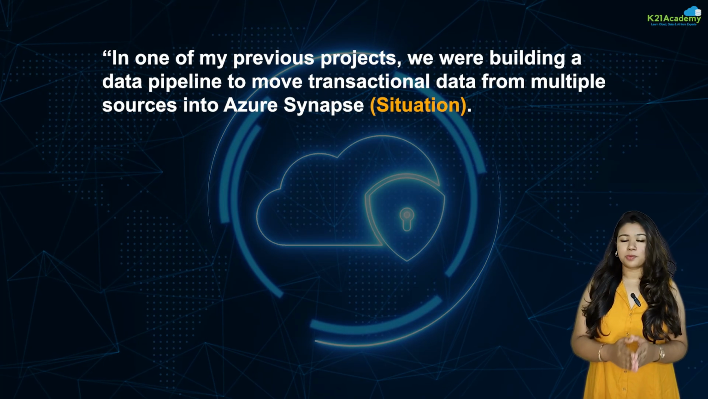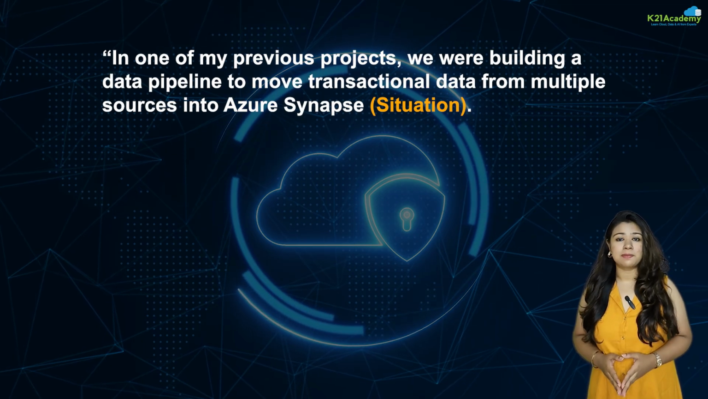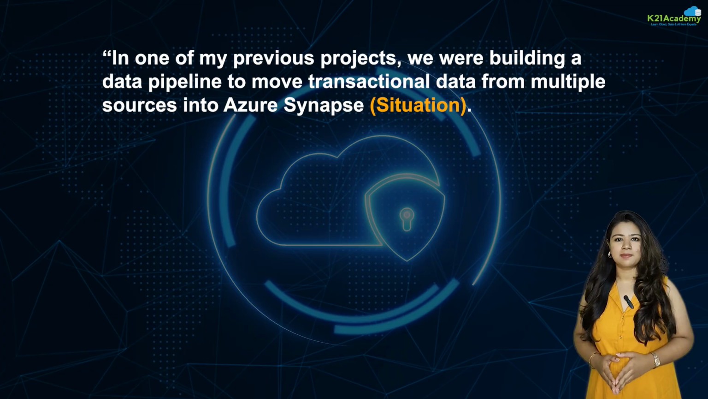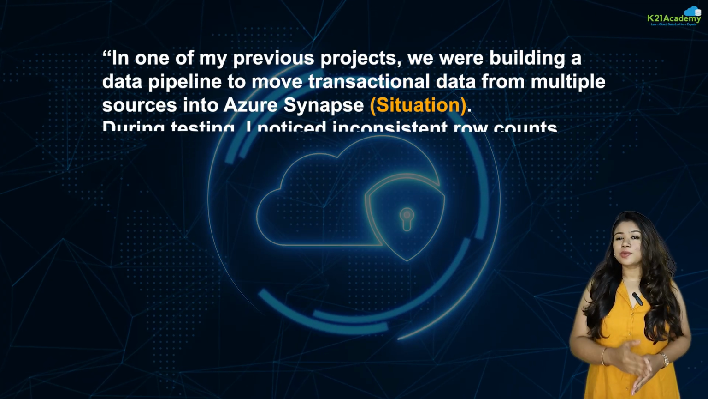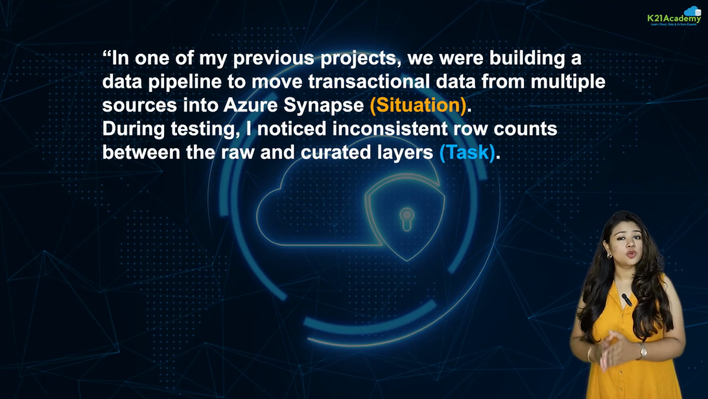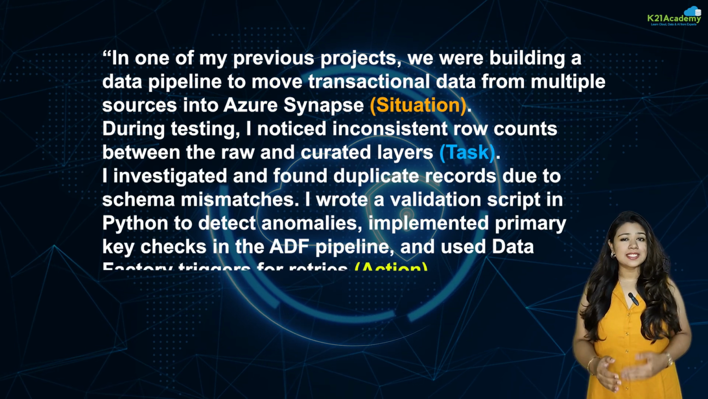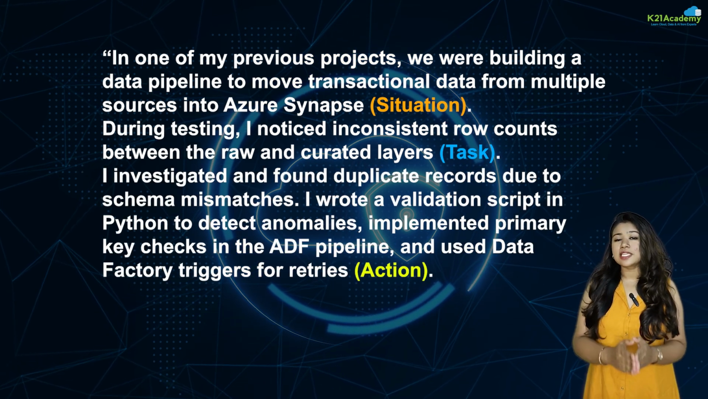In one of my previous projects, we were building a data pipeline to move transactional data from multiple sources into Azure Synapse, which is the situation. Now during testing, I noticed inconsistent row counts between the raw and curated layers, which is the task. I investigated and found duplicate records due to schema mismatches.